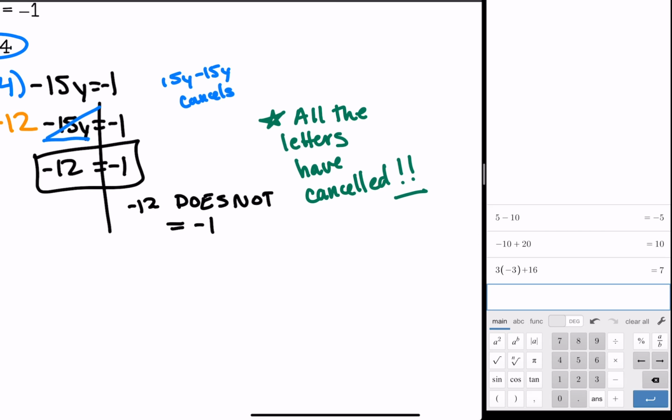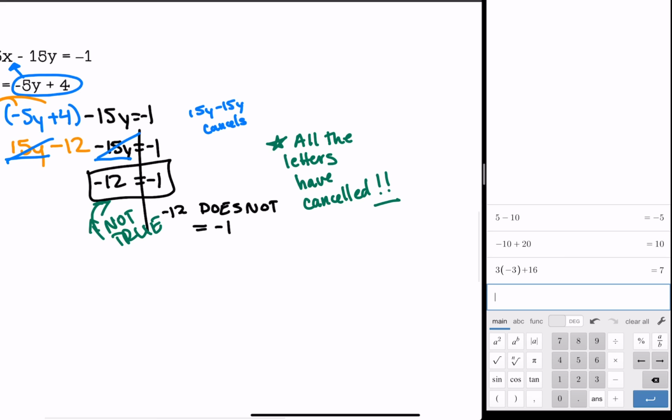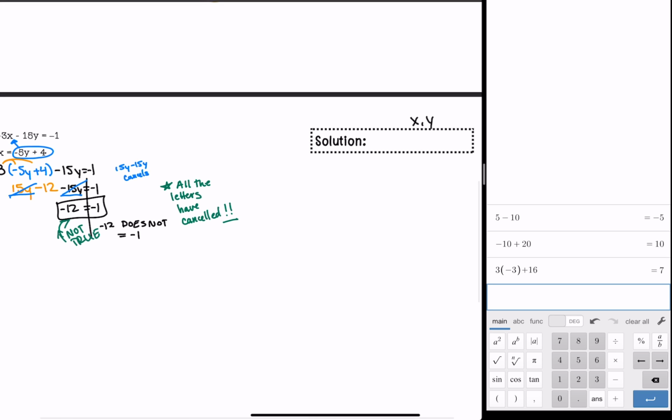Okay, so if all the letters have canceled and we're left with something that is not true, this thing over here that we circled, then that means that our final answer is a no solution. Okay? All the letters have canceled. 1, that's the first thing you need. And 2, you need to be left with something that's not true.